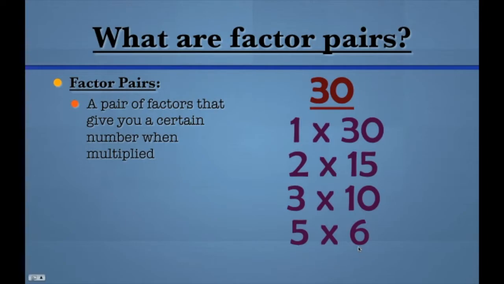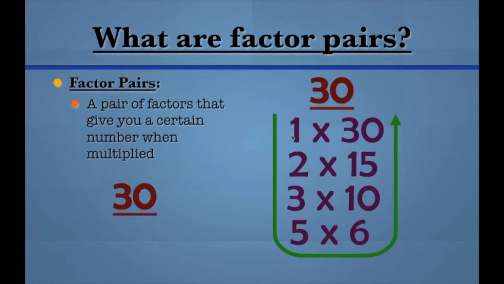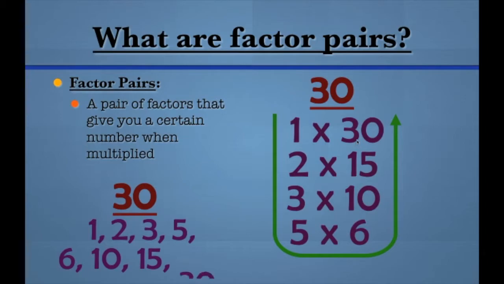And once you see that the number's already there, you know you're done with your factor pairs. And you'll have a complete list from the smallest factor all the way to the highest factor. And that's the real beauty of the factor pair method, is that it gives you a complete list in perfect order. So, we can just say that our factors for 30 are 1, 2, 3, 5, 6, 10, 15, and 30.